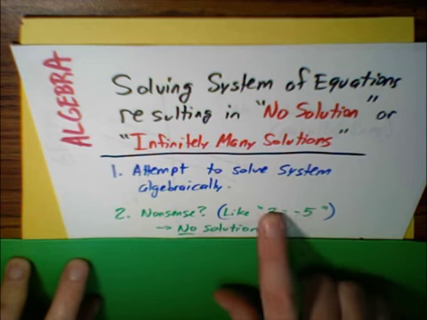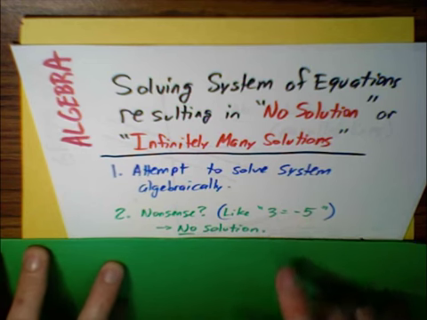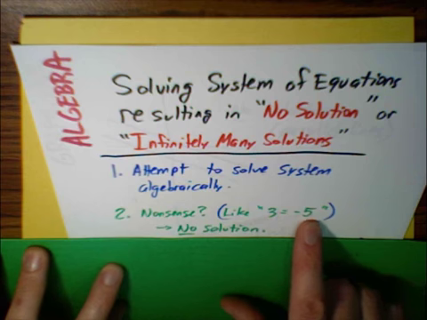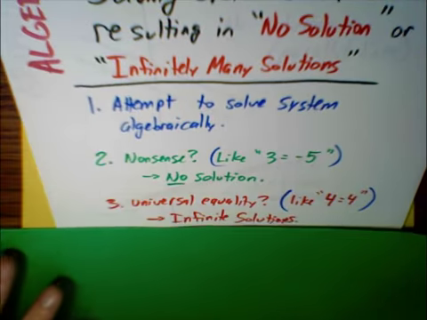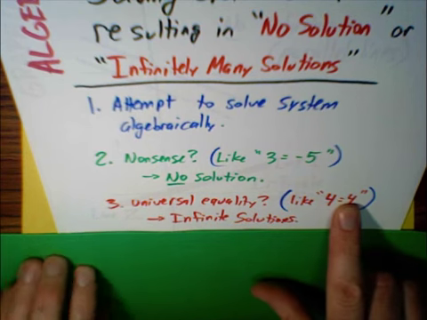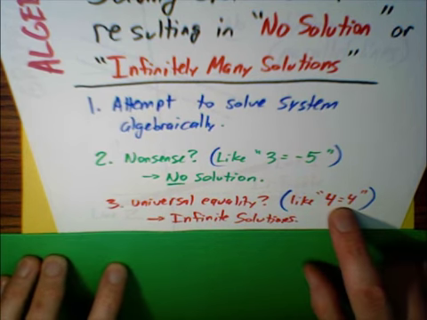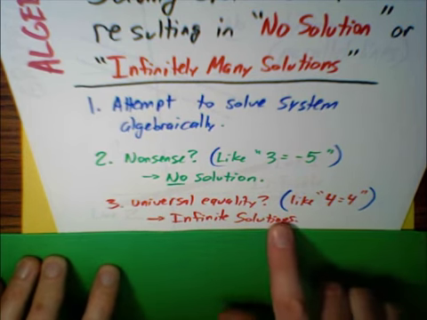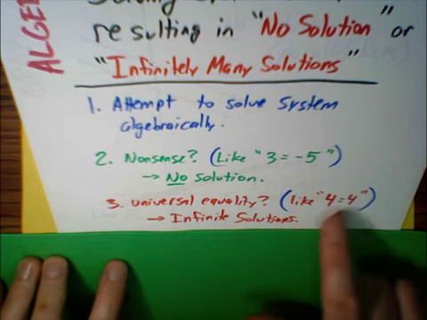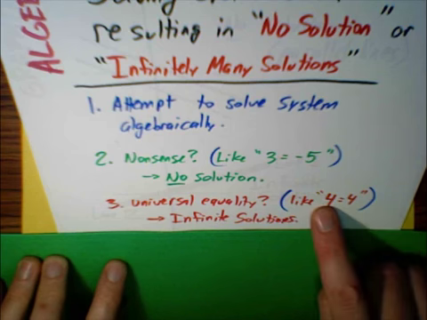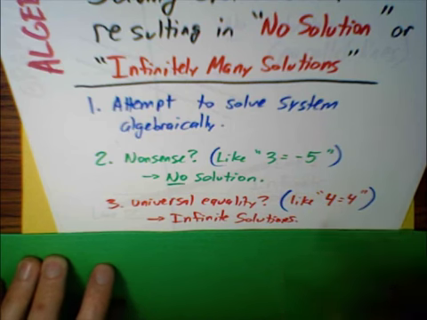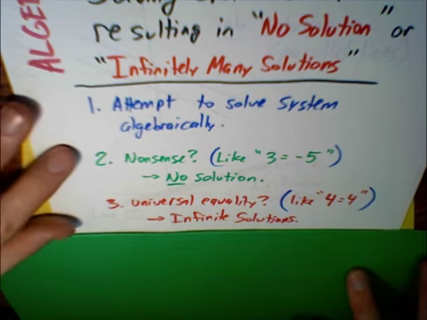One is we get a nonsense equation like 3 equals negative 5, or something that just doesn't make any sense. This means that there's no solution to the system. Or you may get something that is universally true, like 4 equals 4. This means there's an infinite number of solutions. Another way of looking at this equation is no matter what value of x and y we pick, 4 will always equal 4. So it's an infinite number of solutions.